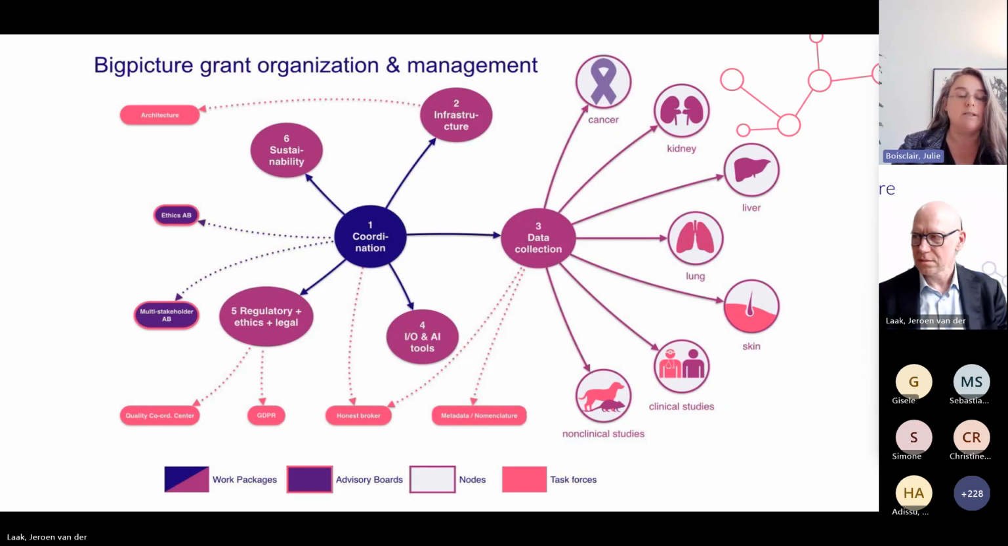Then we have also the honest broker, so how you will access the data, but make sure that the patient data is protected. We have the GDPR, so we make sure that the legal part is all there so we can function. And then we also have a quality coordinator center. So this is also important.